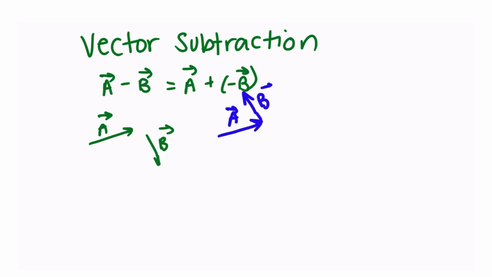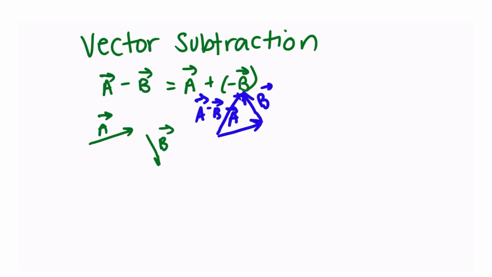So here it is. Then for your resultant, you need to go from tip to tail, and you need to make sure that you connect your vectors together. And here is your resultant vector, A minus B.